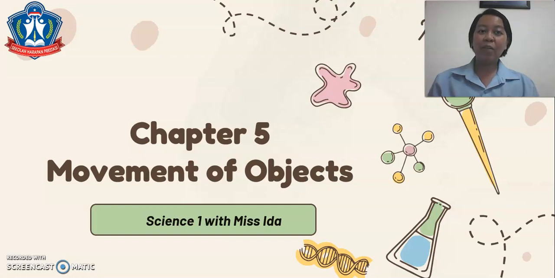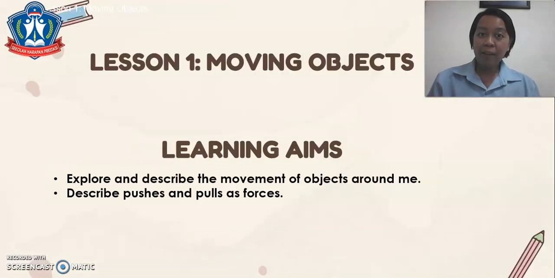We are now on Chapter 5, Movement of Objects. Are you ready to learn something new today? Let's get started. For Lesson 1, Moving Objects, our learning aims are the following. Explore and describe the movement of objects around you. Describe pushes and pulls as forces.